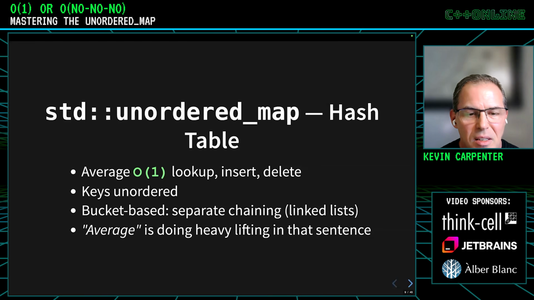And as the last one here points out, the word average here is doing heavy lifting, right? So it is O(1) average, but that also means to make sure you're doing everything right. Because if you hit one of the pitfalls, then everything can go sideways pretty easily.